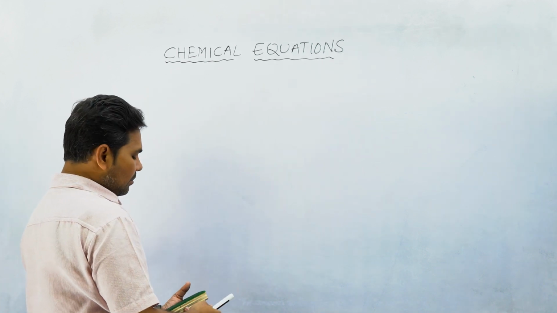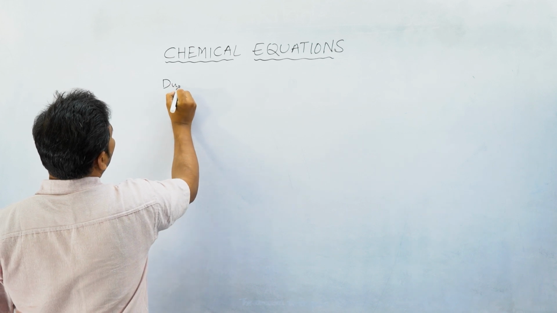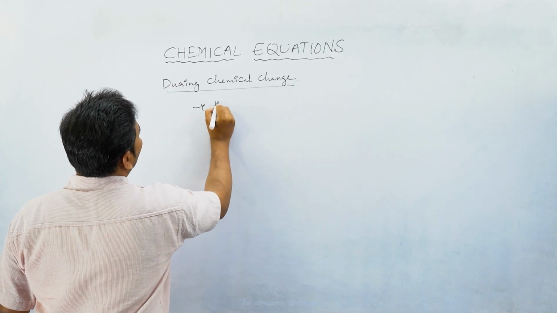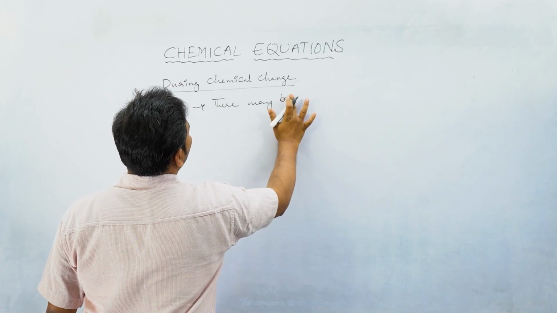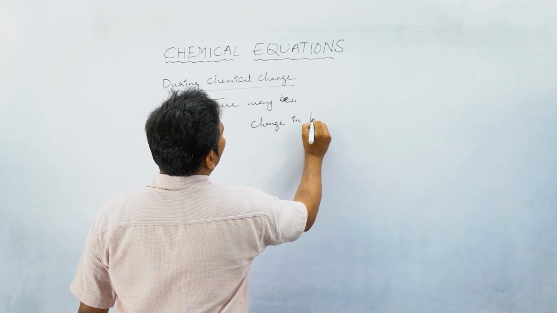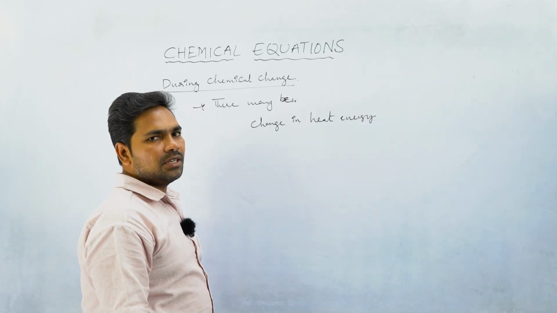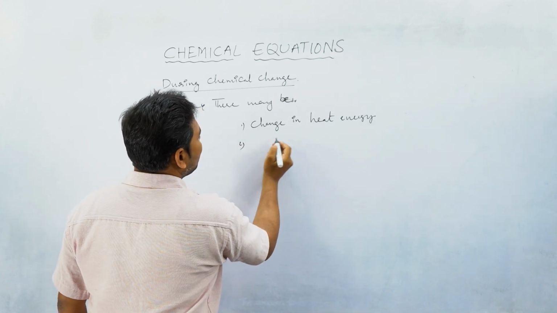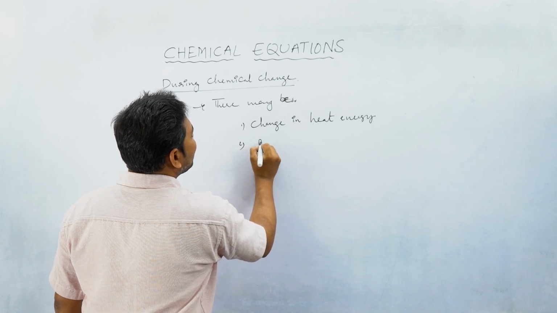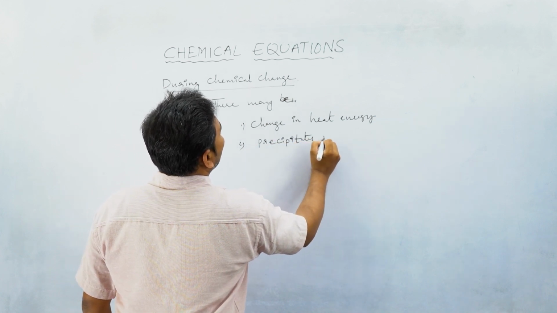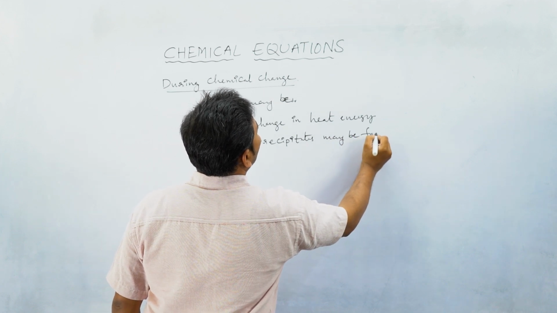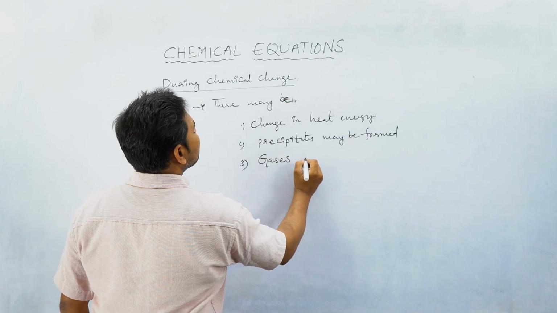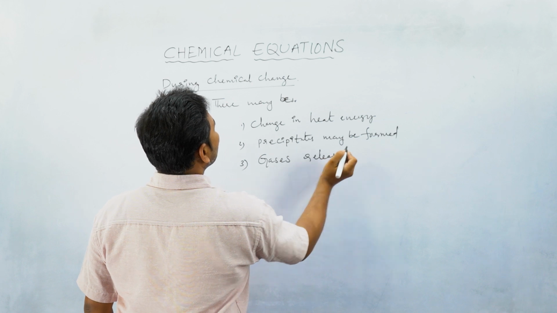During a chemical change, there may be a change in heat energy, heat energy either absorbed or released. This is one. Then during chemical reactions, precipitates may be formed. And during chemical change, gases may be released.